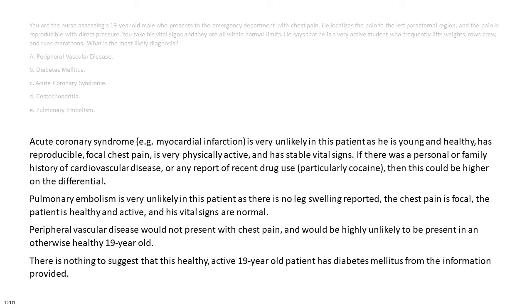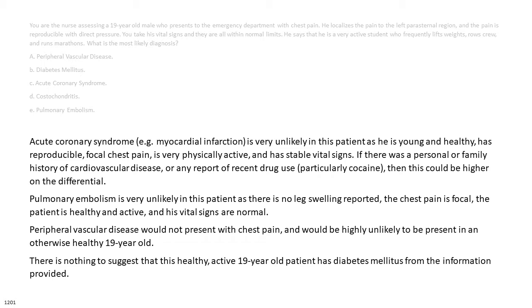Acute coronary syndrome, for example myocardial infarction, is very unlikely in this patient as he is young and healthy, has reproducible, focal chest pain, is very physically active, and has stable vital signs. If there was a personal or family history of cardiovascular disease, or any report of recent drug use, particularly cocaine, then this could be higher on the differential.